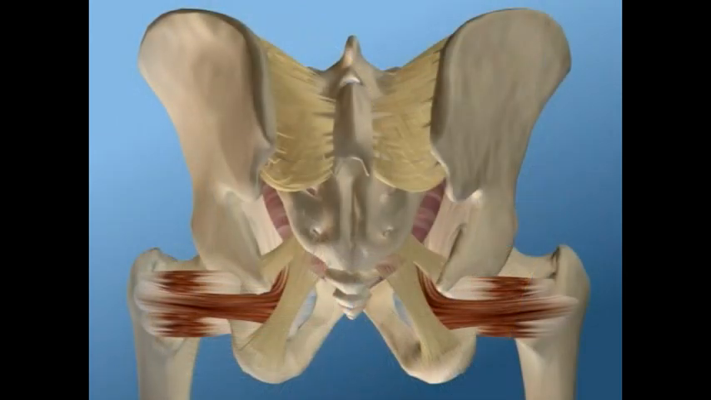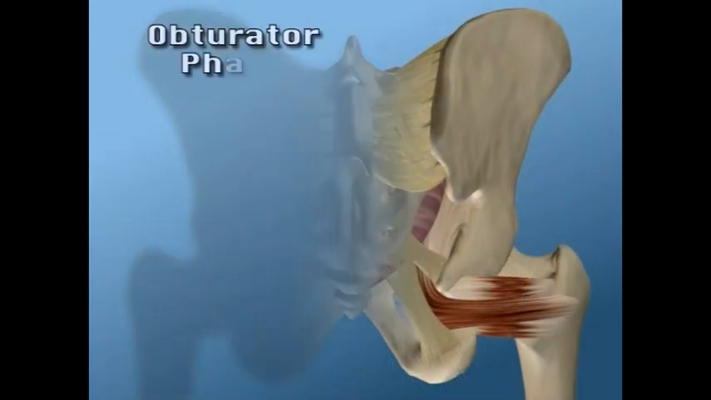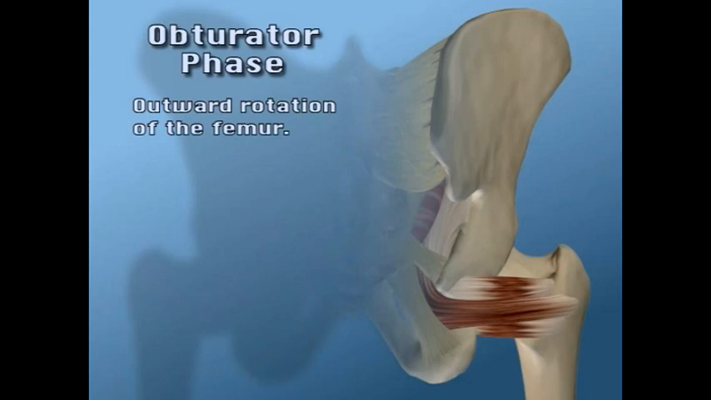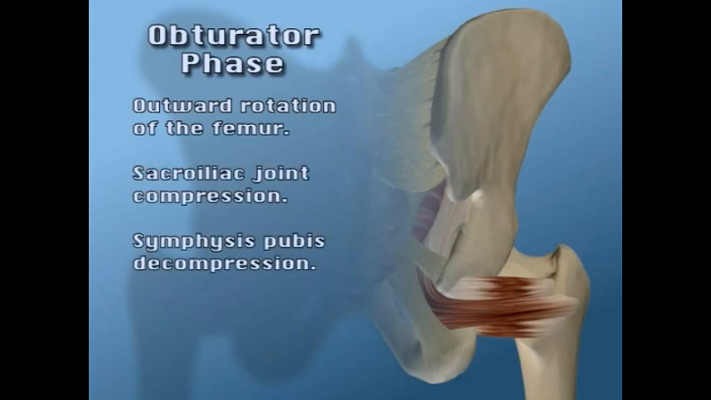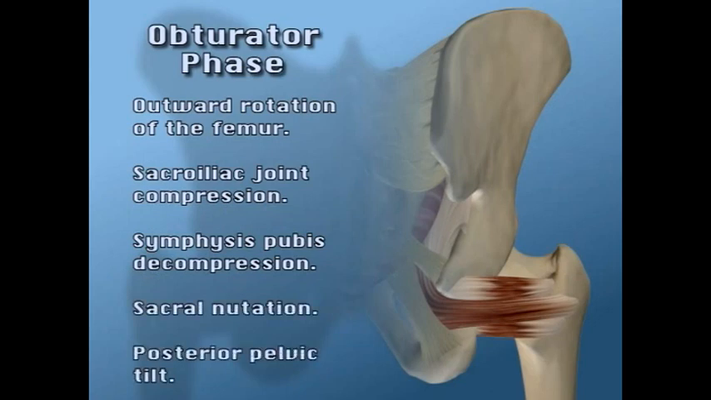In summary, during the obturator phase of pelvic rotator cuff action, there is outward rotation of the femur, sacroiliac joint compression, symphysis pubis decompression, sacral nutation, and posterior pelvic tilt. These motions occur simultaneously and are inseparable in function.